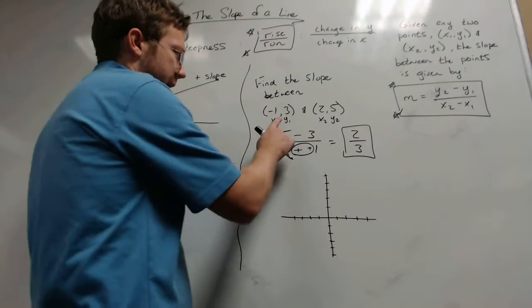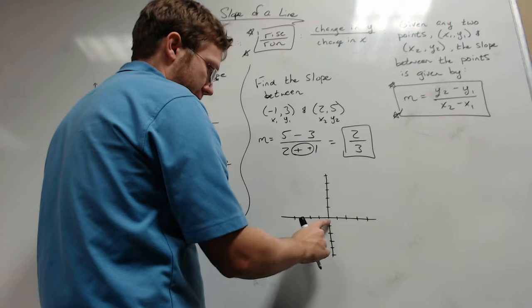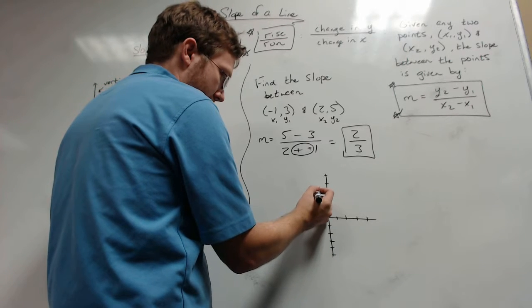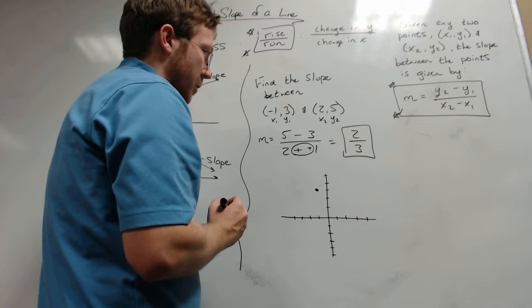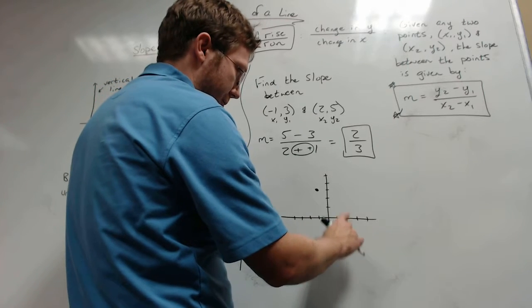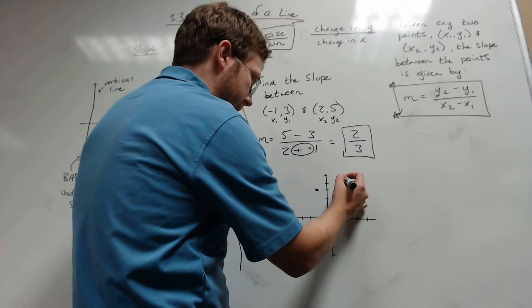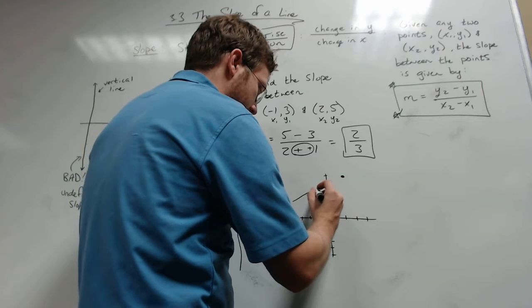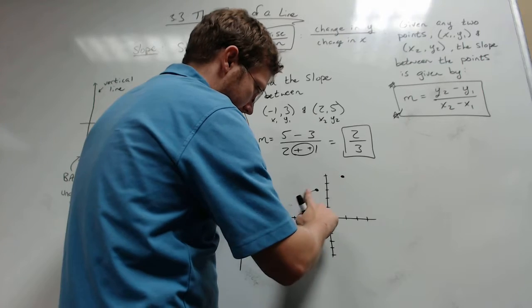Okay, so we can plot these 2 points. We know how to do that. -1, 3, -1, 1, 2, 3. And 2, 5. X is 2, y is 5. Would be way up here. All right, and there's a line connecting those 2 points.